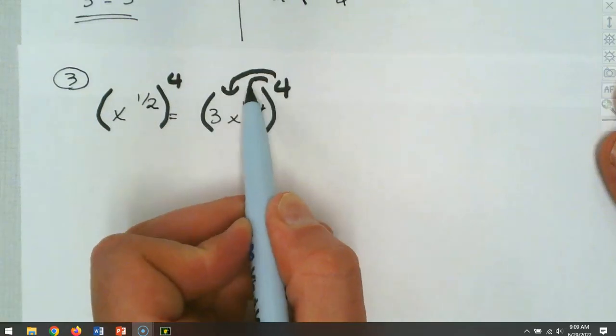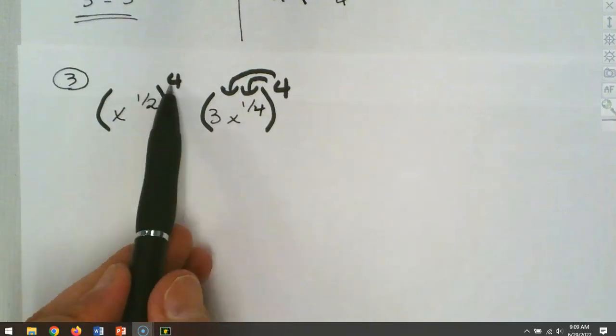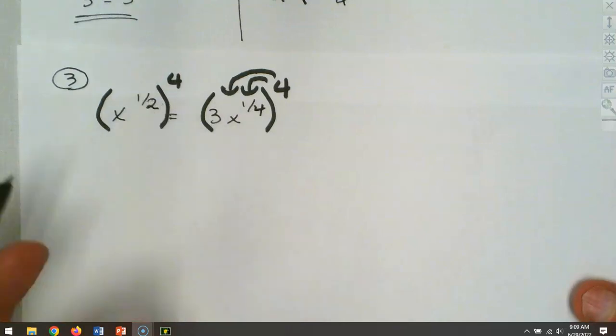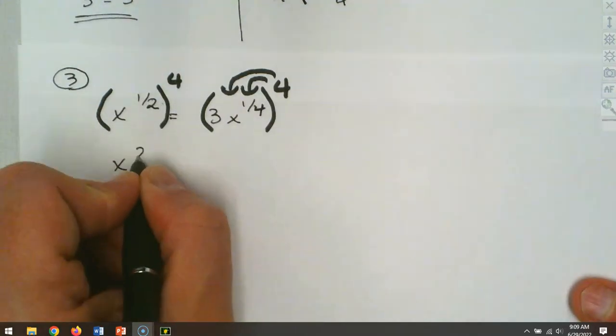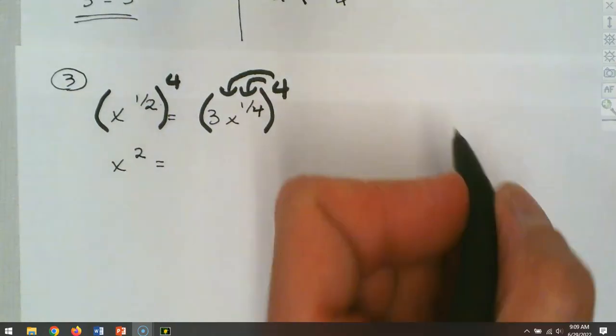And that has to be distributed through, because we want to get rid of all of our fractional powers, our rational exponents. That's the goal. And so when we distribute that 4 through, 4 times a half, well, 4 divided by 2 is 2, times 1 makes it a 2. So the left-hand side is going to be an x squared. That's what we want. We don't want any fractional powers. What about the right-hand side?